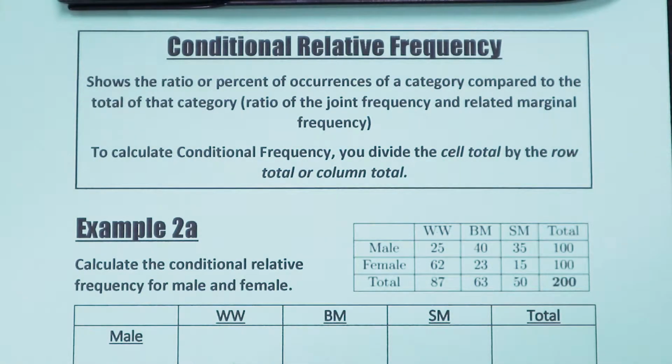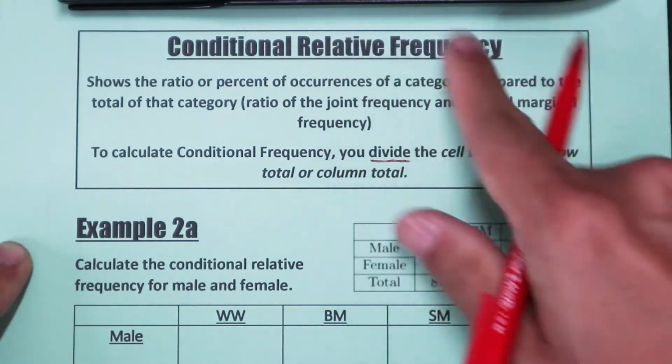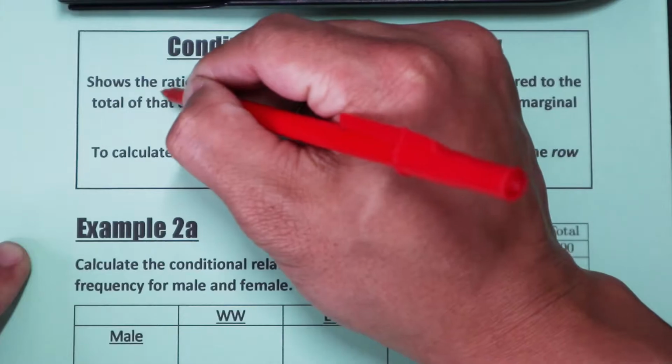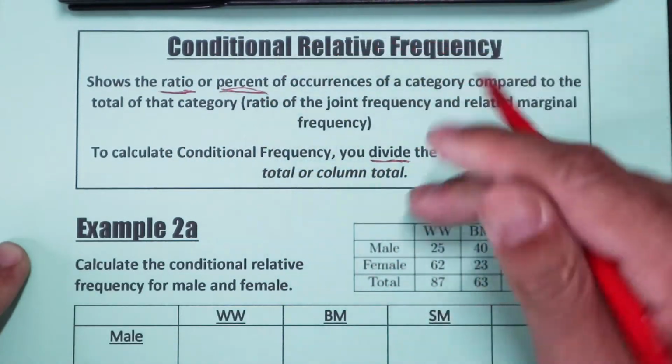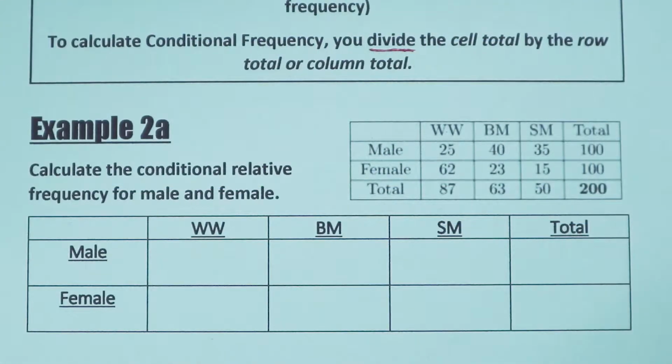Now it sounds complicated, so we're going to take a look at an example. It is very easy math. You just have to do division. The only thing that you have to do is division. So every time you see relative frequency, all you have to remember is that it's related to ratios and percents, and you have to divide. That's it. Take a look at example 2a.